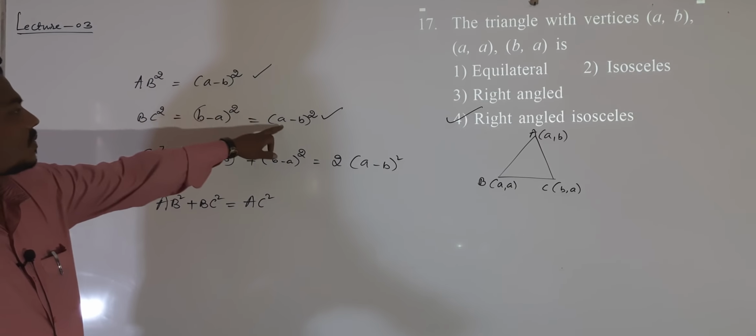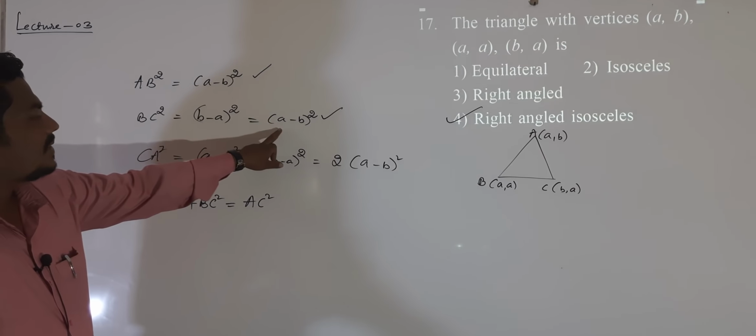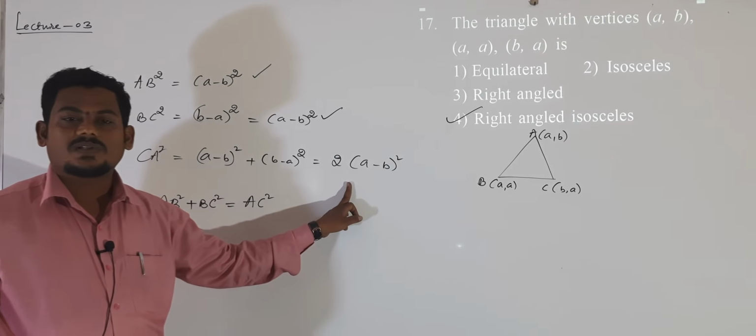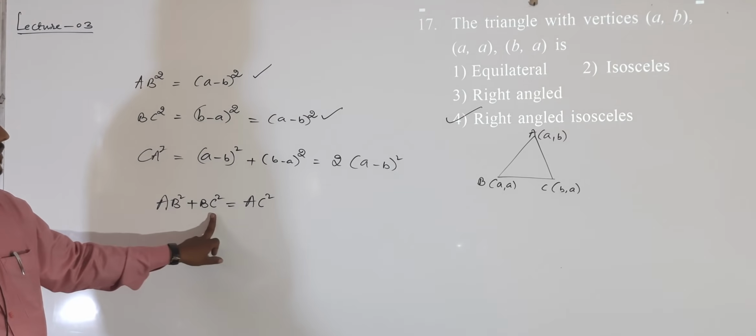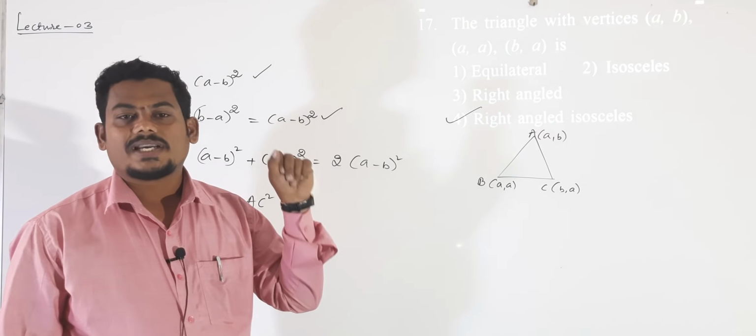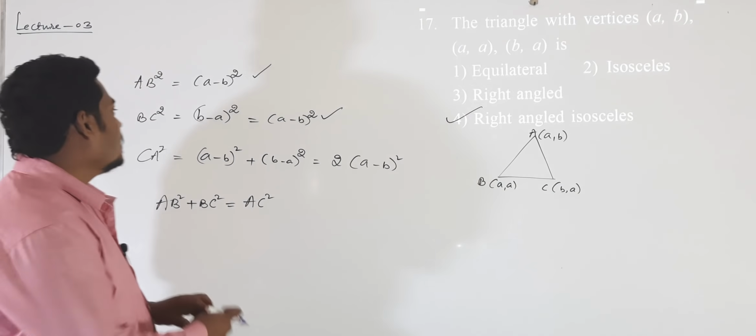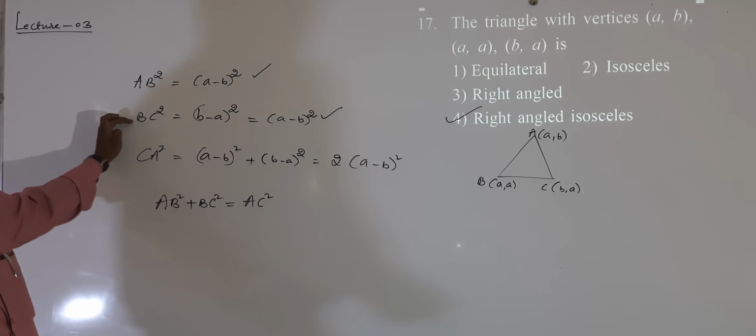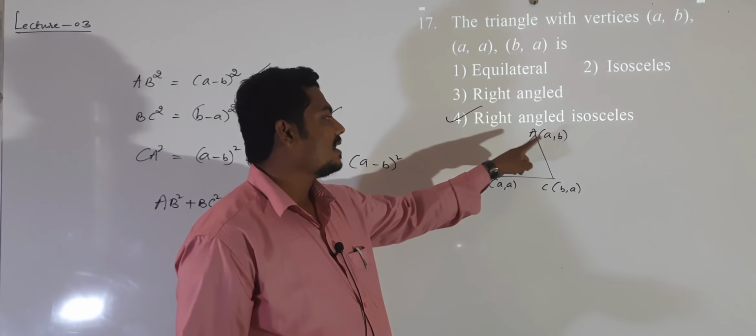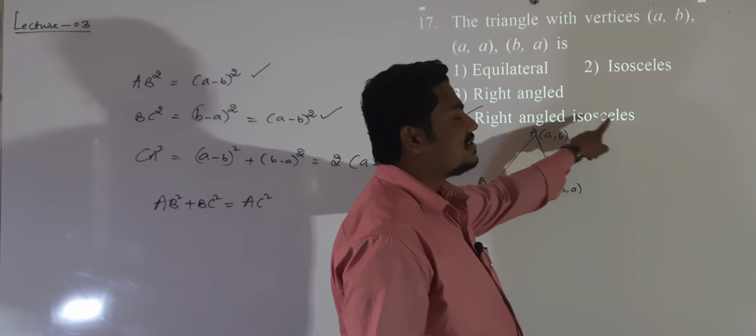If you add these two, (A minus B) whole square plus (A minus B) whole square, clearly it will be 2 times (A minus B) whole square. AB square plus BC square equal to AC square is one condition. From this condition we conclude it is a right angle triangle, and two sides are also equal. Two sides equal and right angle means isosceles right angle triangle, or right angled isosceles.